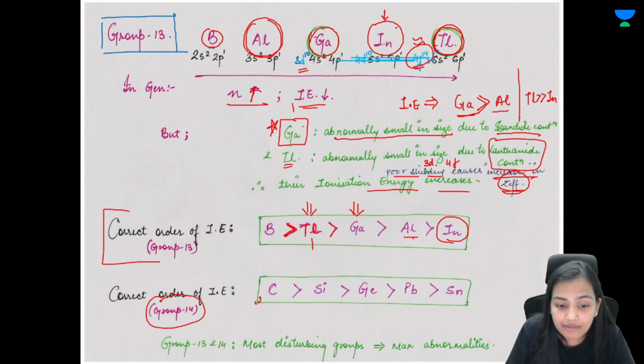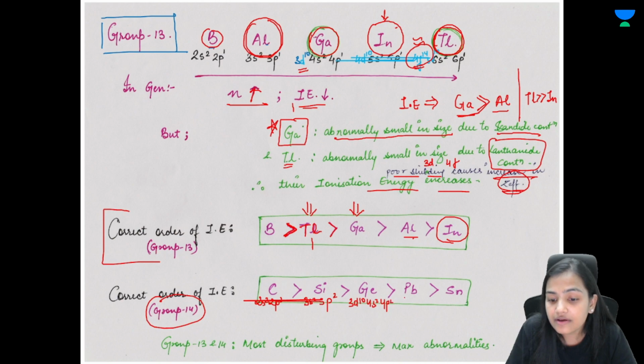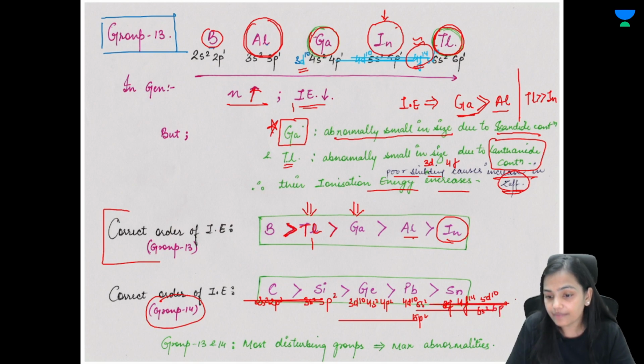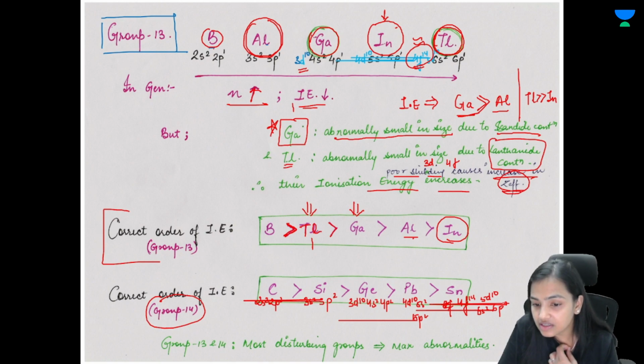You would say, ma'am, we do have 2s2 2p2, we have 3s2 3p2, we have 3d10 4s2 4p2, we have 4d10 5s2, 5p2, and here we have 4f14, 5d10, 6s2, 6p2. Okay, so this is... I think I did something wrong. No, it's all fine. Good enough.